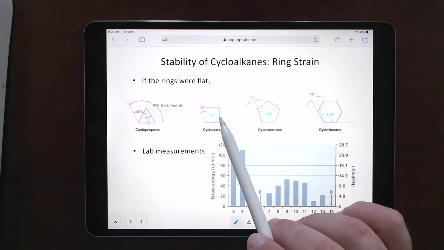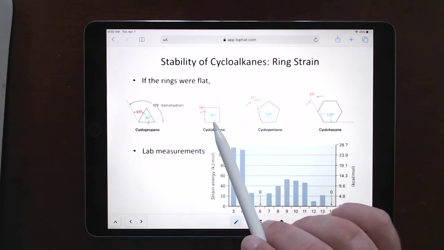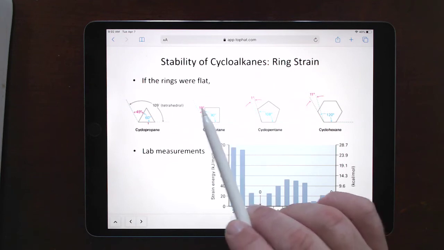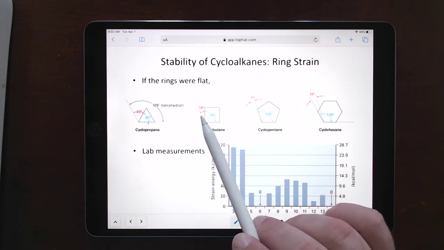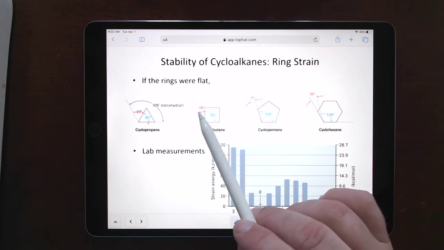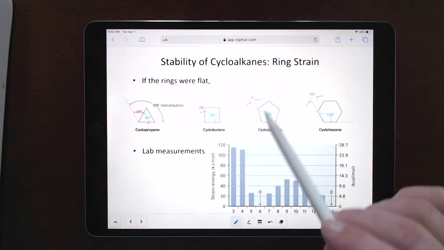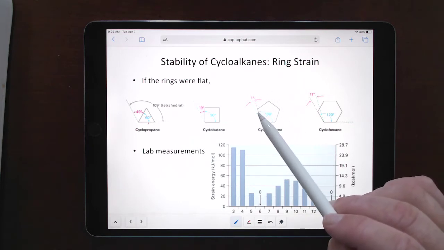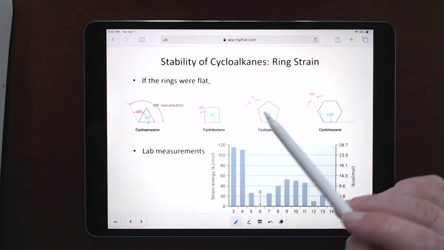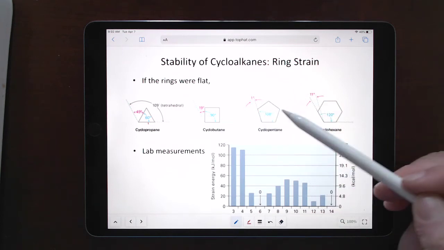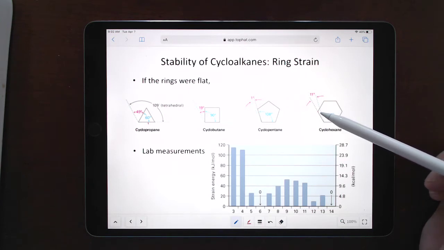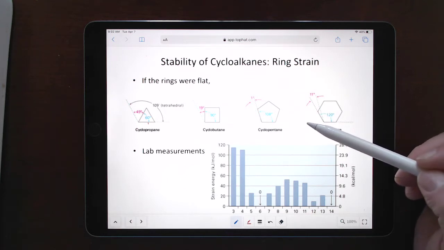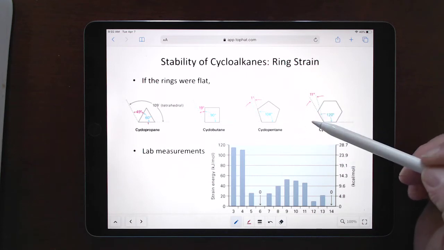With a cyclobutane, it's not quite so bad. The internal angle is 90, so you're only out of ideal by 19 degrees. With cyclopentane, we're at 108, so if this was flat, we'd only be off by 1 degree. So that's fine. And if you went to cyclohexane, it would go back up, because the bond angle would be 120. So now you're getting a little bit further the other way, at 11 degrees.